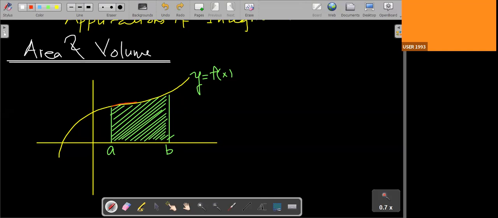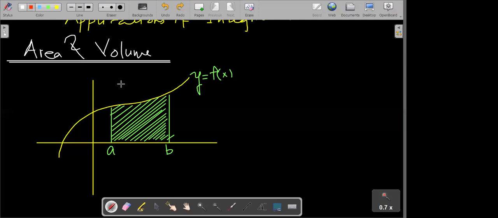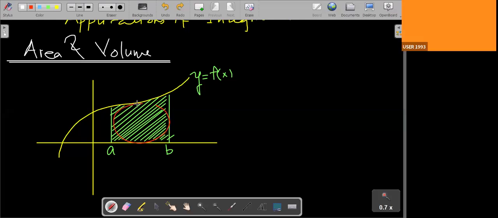You see here, this portion is not a straight line. If it's a straight line, we can say this is a trapezium, but it is not. It's a curved part, right? So it's an irregular shape. Agree with it? So how do I find the area of this?